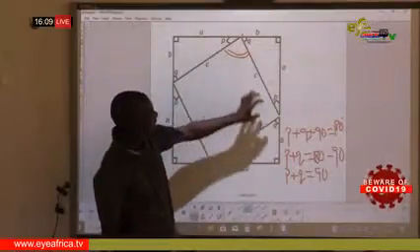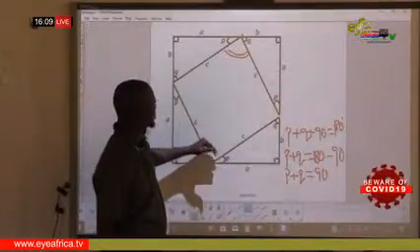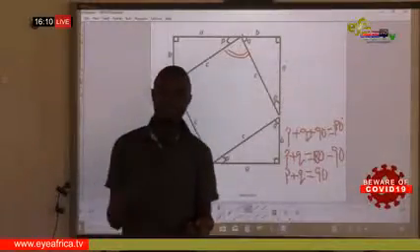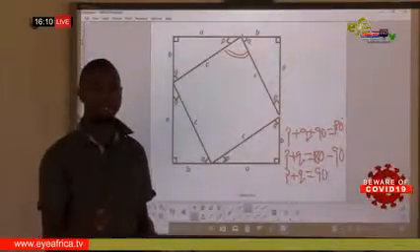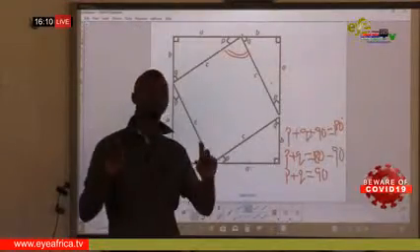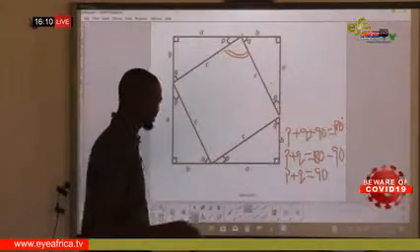If this angle is 90, similarly this will be 90, this one also will be 90, and this one will be 90. So you have the square inside. It is not a rhombus, it is a square. Angles in a rhombus are not the same, but in a square, each angle is 90 degrees.